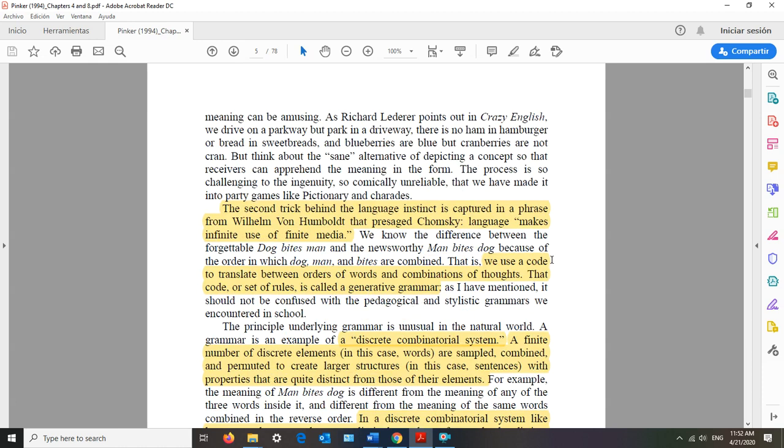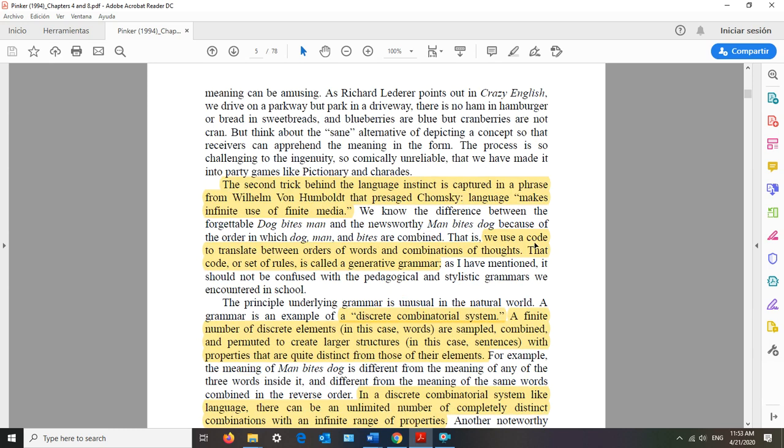So we use a code, says the author, to translate between orders of words and combinations of thoughts. So we think, and then we're able to translate what we think, these combinations of thoughts, into specific orders of words, not random listings of words put one after the other, but there is an arrangement, a pattern that we follow when translating into words what we think.